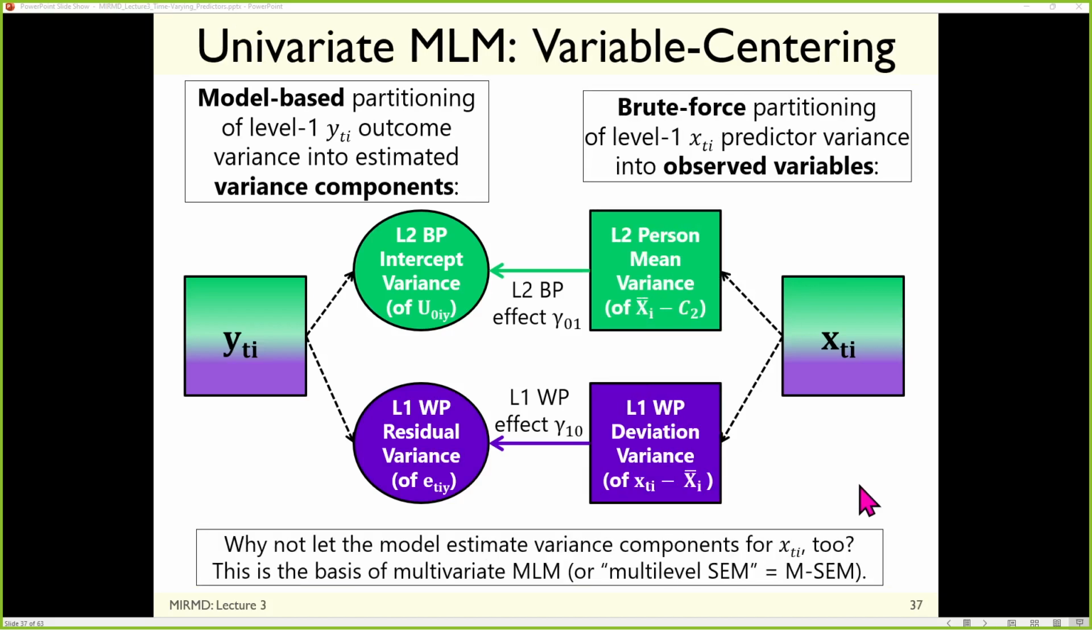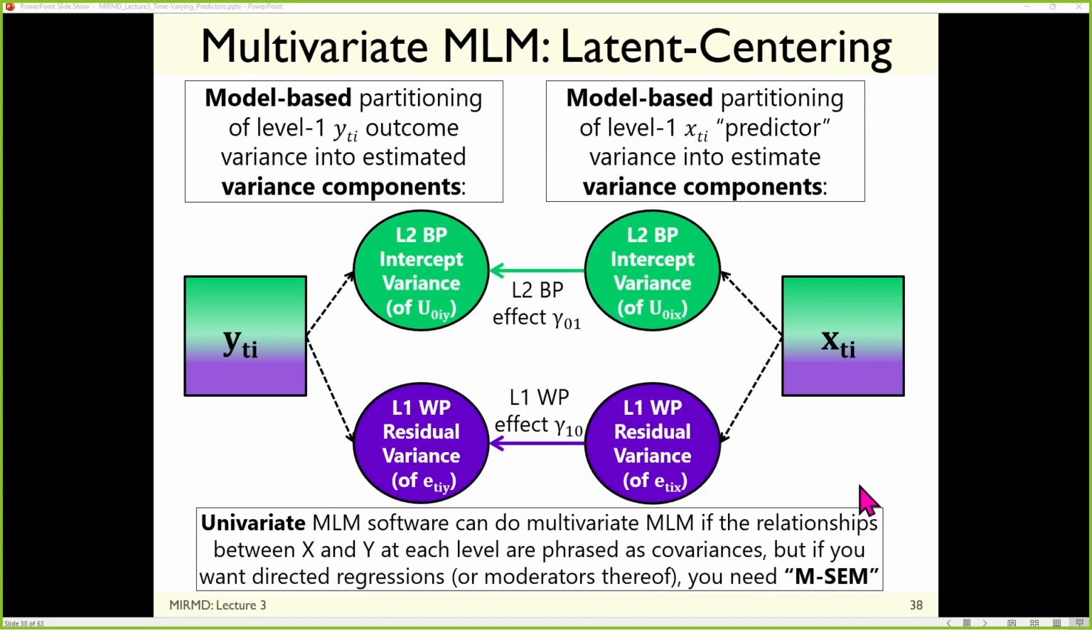Camera 1, person mean centering. Camera 2, latent centering. This goes by a lot of different names too. The one that seems to be currently in vogue is latent centering or a latent covariate approach. And the idea is let's just let the model do it to x. So I'm going to treat x as if it's an outcome, even though conceptually I'm thinking of it as a predictor and it will predict y, by letting the model estimate its variance components along with those of y.